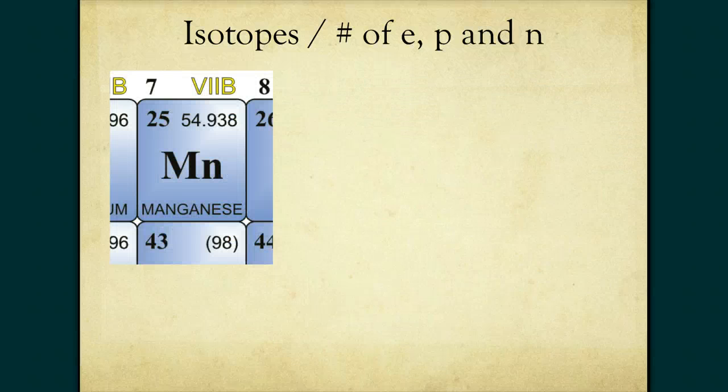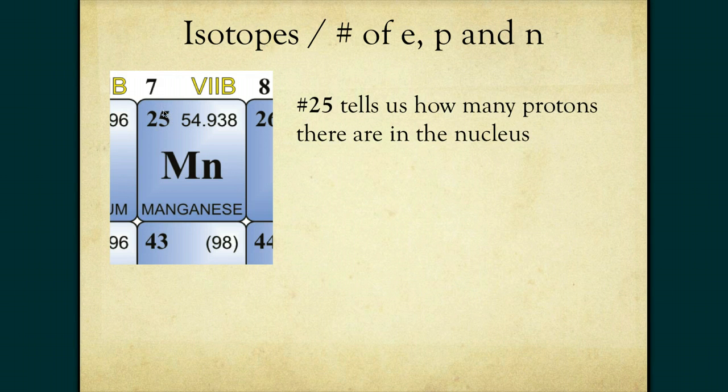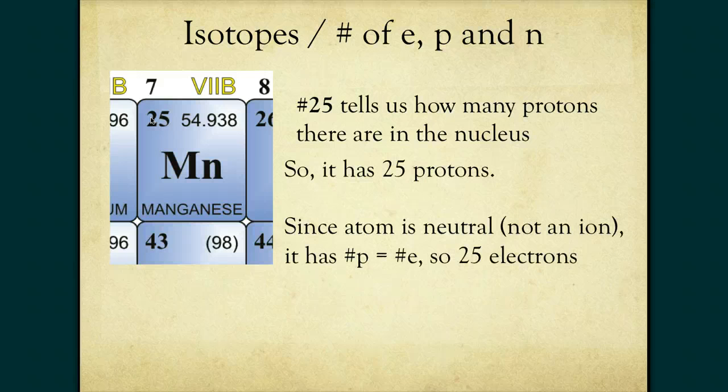We'll start with, let's say we have manganese. Manganese, what you're looking for is two numbers, 25 and this non-rounded number, 54.938. 25 tells us how many protons this element has. Exactly 25. And because atoms are naturally neutral, the number of protons and the number of electrons is a matching number.